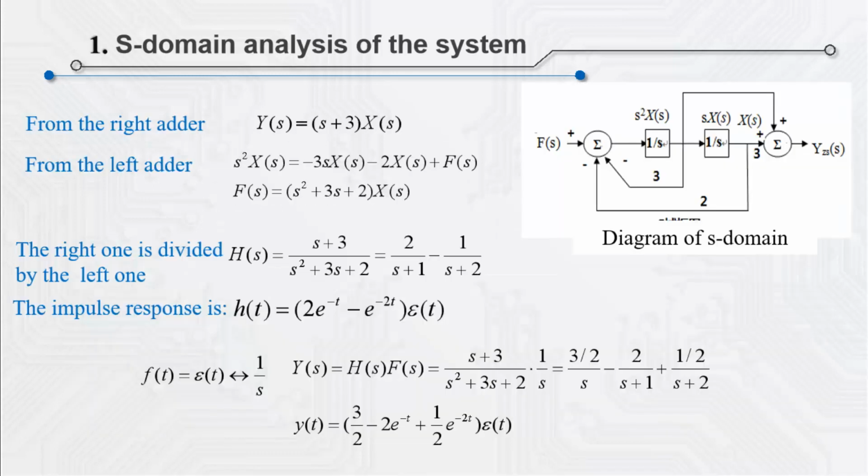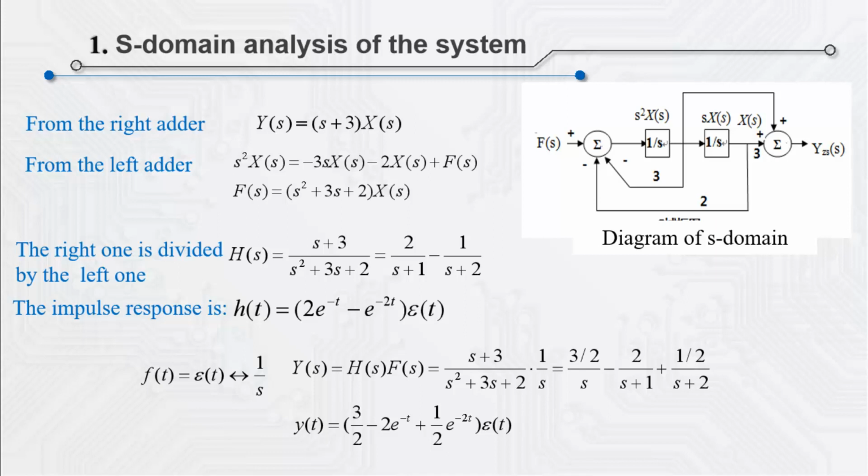Below, solve the impulse response. The equation in the S-domain can be written according to the S-domain block diagram. At the right end of sigma, we can get this kind of formula: Y(s) is equal to... Then according to the left end adder, we can get F(s)... is equal to... Divide Y(s) by F(s). That is, the right end gets H(s). So H(s) is equal to (3 plus s) over (s squared plus 3s plus 2), and then partially unfolded it is equal to 2 over (s plus 1) minus 1 over (s plus 2).